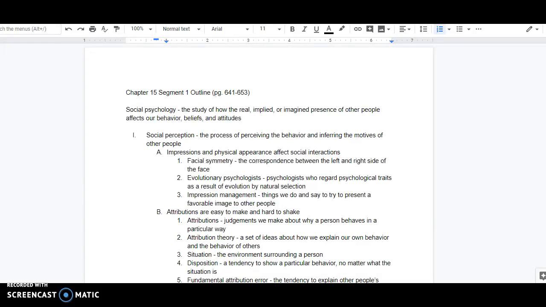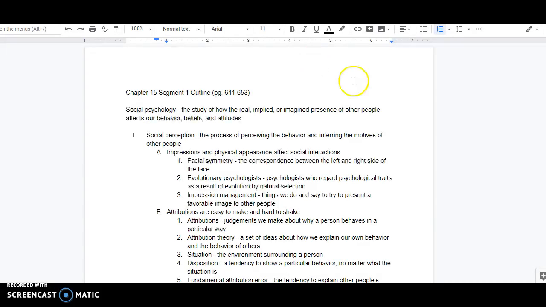Obviously, a lot goes into a political campaign, but a lot of what we do on a day-to-day basis is impression management. These are the things we do and say to try to present a favorable image to other people. With physical appearance, this is hygiene, grooming, exercise and diet to control body shape, choosing which clothes we would like to wear.